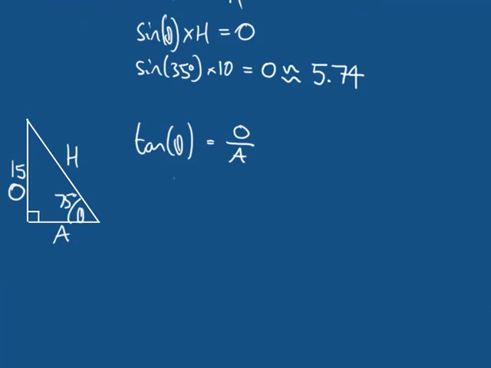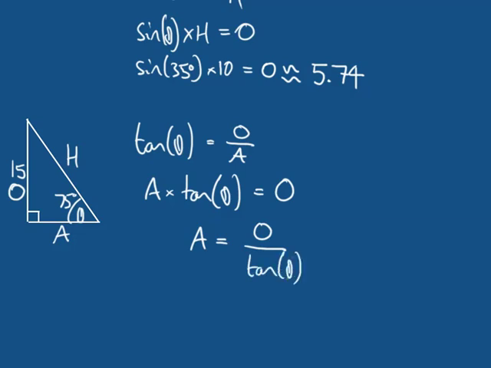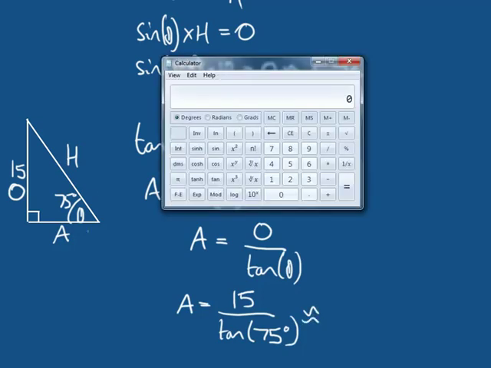So I'm going to multiply both sides by the adjacent. So adjacent times tan theta is equal to our opposite. Then divide both sides by tan of theta, which gives us that our adjacent is equal to the opposite divided by the tan of theta. If we put our numbers in, that means our adjacent is equal to 15 over the tan of 75 degrees.